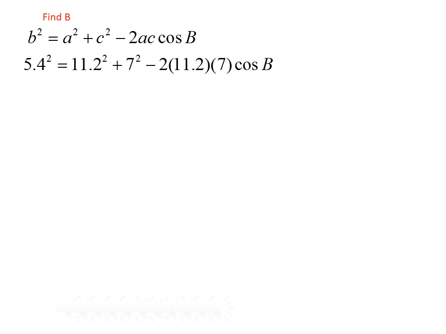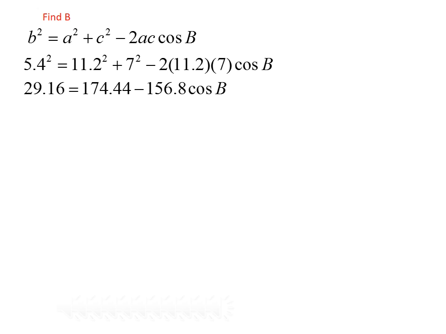Next, we'll find the measure of angle B. To find the measure of angle B, we could switch over and start using the law of sines, but if we're going to use the information that was given to us, we can stick with the law of cosines. So to find angle B, we'll use B squared equals A squared plus C squared minus 2AC cosine of B. If we plug in the values that we know, we'll get 5.4 squared equals 11.2 squared plus 7 squared minus 2 times 11.2 times 7 times the cosine of B.